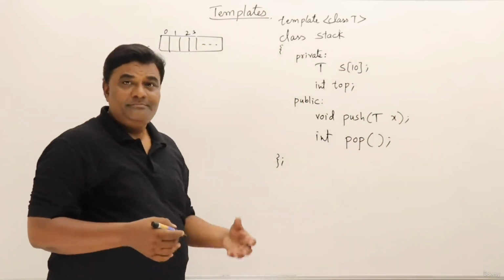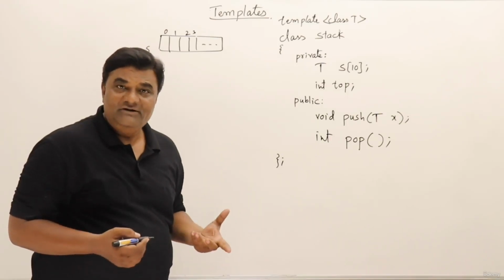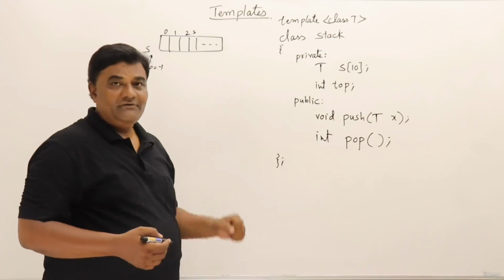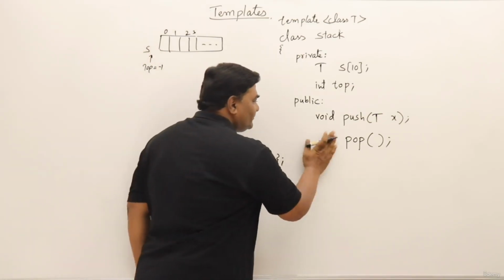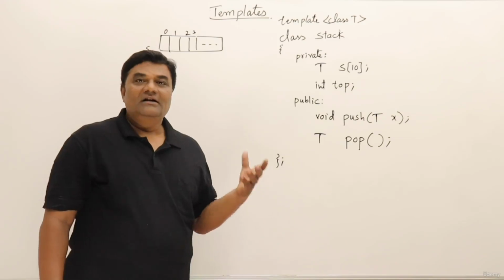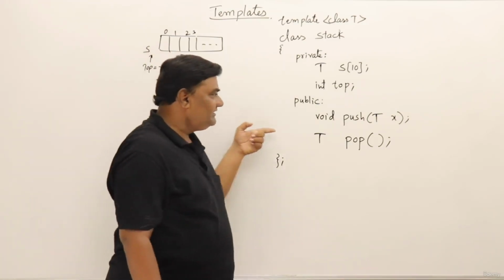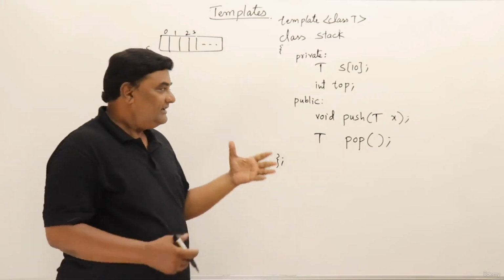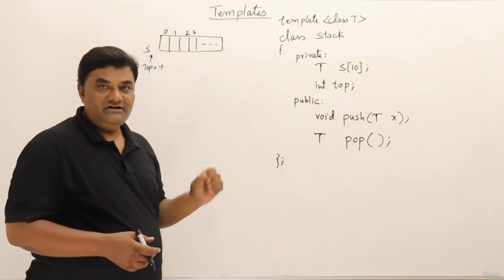Then the pop function. Pop will pop out a value and return the value. So what type of value should it return? It depends on the type of stack or array you are having. So this also should be T. Then I will also show you how to implement these functions. I have written only the declaration of the function, then their body should be written outside. How to write that body, let us see.